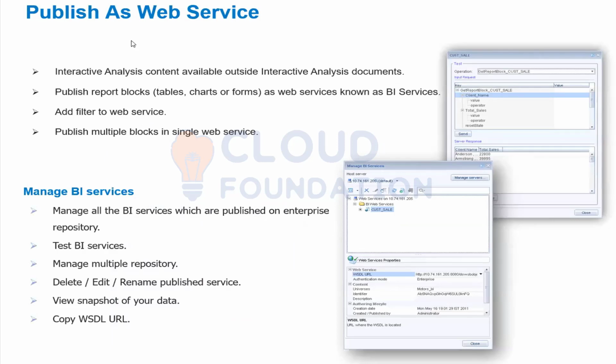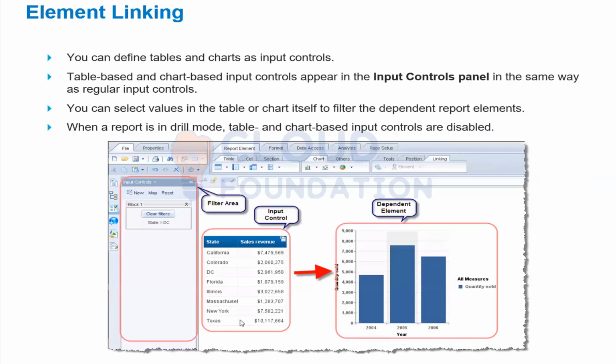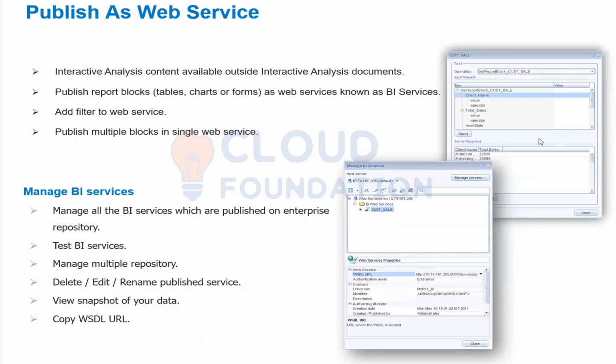The third advanced designing concept is publish as a web service. Interactive analysis content becomes available outside the interactive analysis document. That means if we created this table in the Web Intelligence report, we can access this table as the input for another dashboard or somewhere outside of Web Intelligence. That is possible by using query as a web service. So we will publish this block as a web service and consume it in some tool. We publish report blocks like tables, charts, or forms as web services known as BI services.